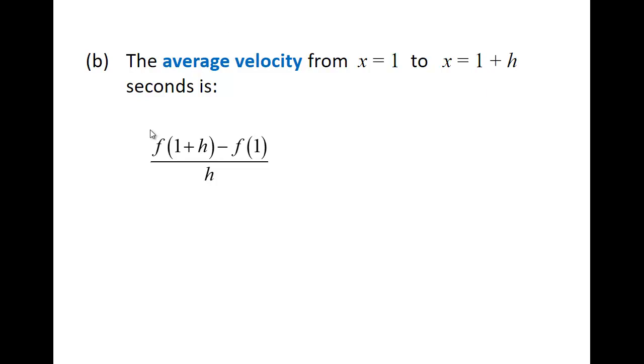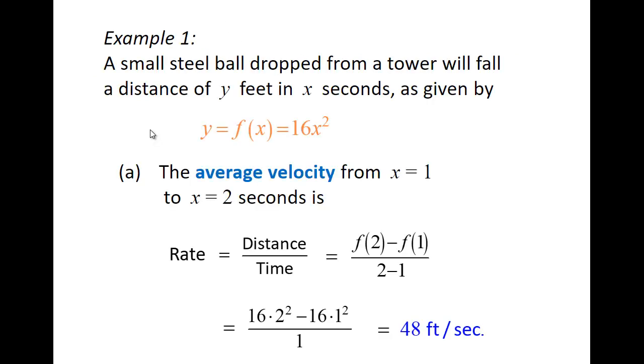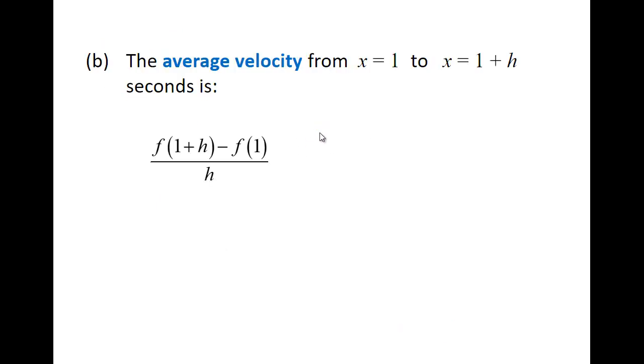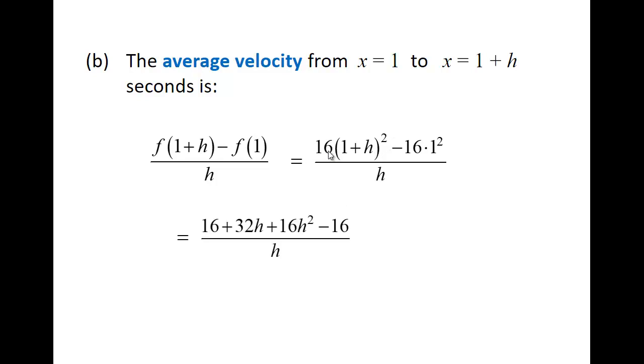Remember, let's look at the formula for f. It is 16 times the square of the input. So f of 1 plus h would be 16 times the square of 1 plus h, and f of 1 would be 16 times 1 squared. Now right here we expand the square and multiply by the 16, and if we do that, we get 16 plus 32h plus 16h squared minus 16, over h.